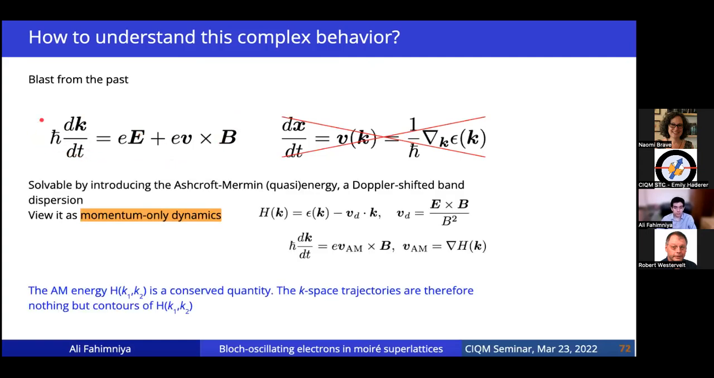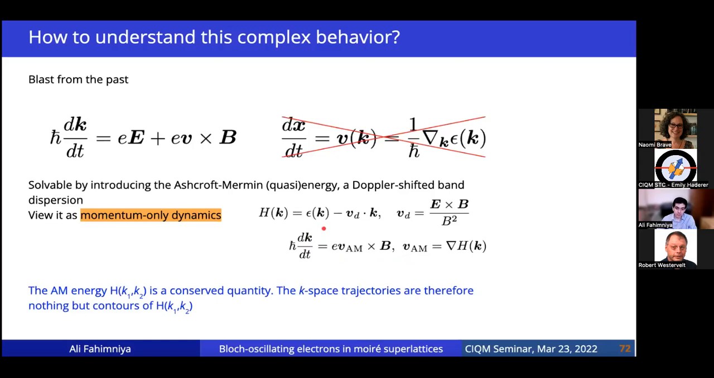These equations of motion are actually integrable, with a quasi-energy that is a Doppler-shifted band energy. So this is what I will call the Ashcroft and Mermin quasi-energy. It was introduced by them, which is just band energy plus a Doppler shift. And then the dynamics is very similar to an electron moving under an applied magnetic field, with just a different velocity that is coming from this quasi-energy instead of the band energy.